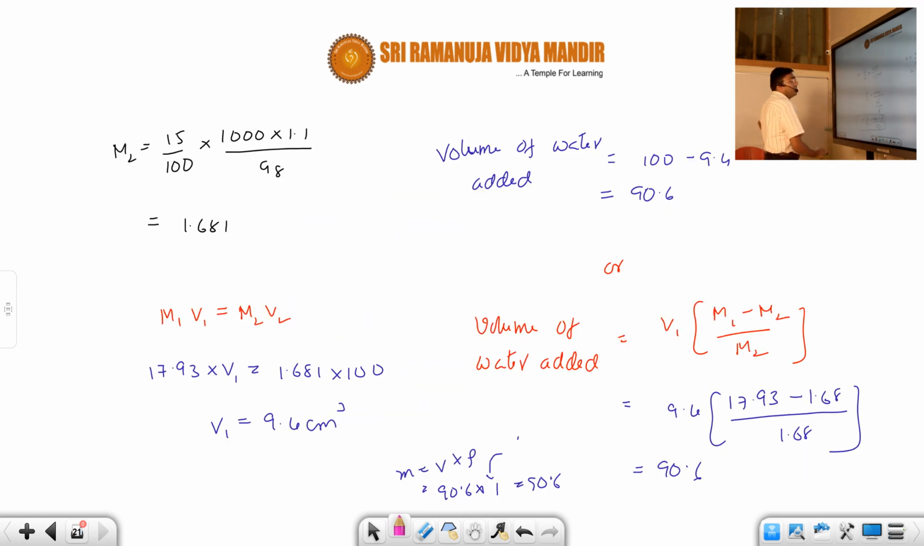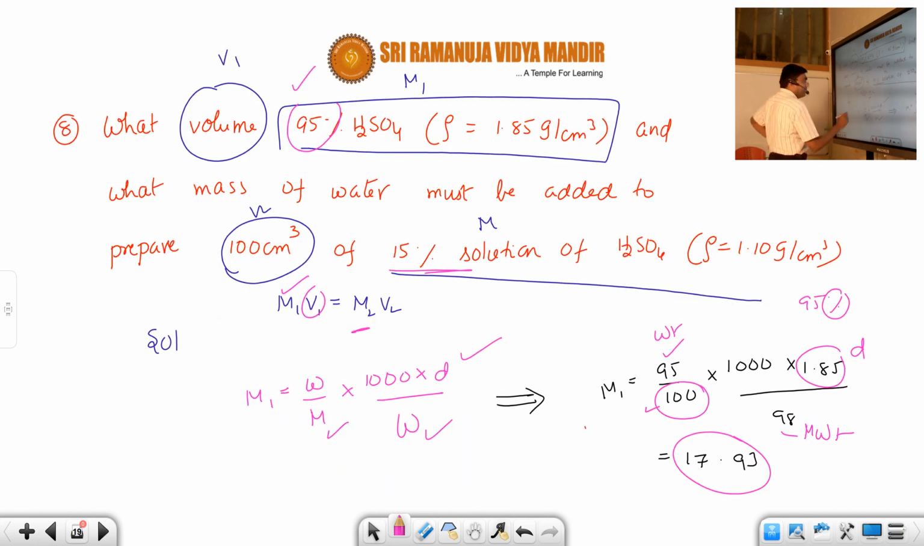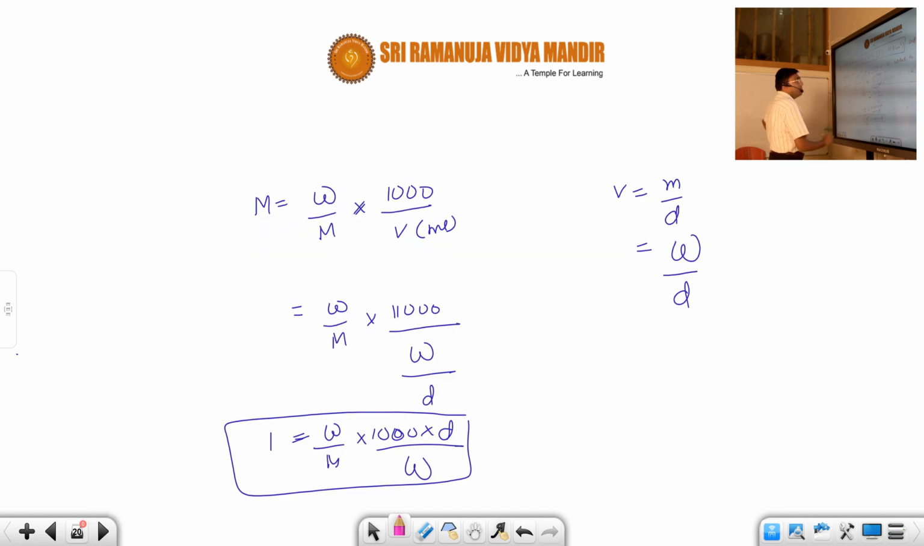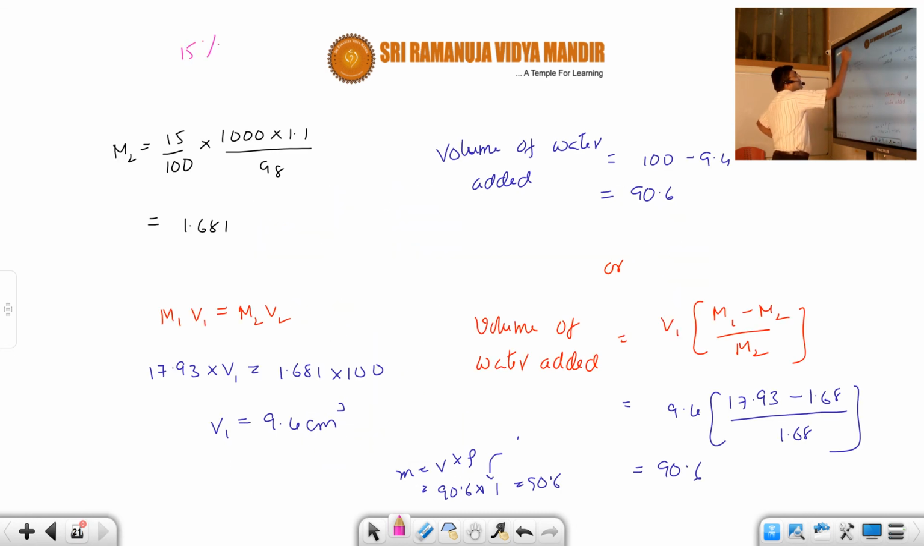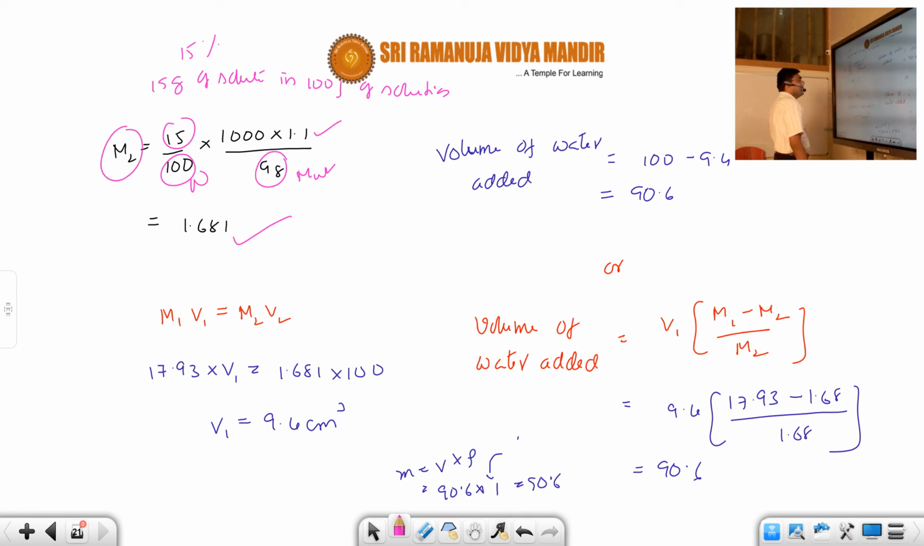So let us go forward. Now M2 is equal to, what is given? How much percentage is given, students? 15% is given here. So 15% means what? 15 grams of the solute in 100 grams of the solution. Now this is the molecular weight, this is capital W, the solute. Now this is the density. You get 1 point something. So I got M2 here. Now I know M1, M2 and V2. Substitute the values, you get volume is equal to 9.4 centimeter cube.